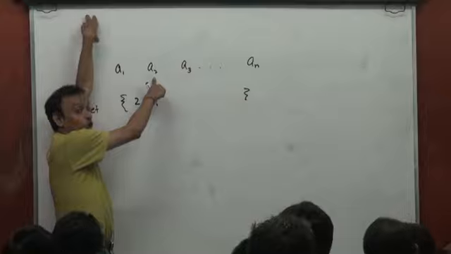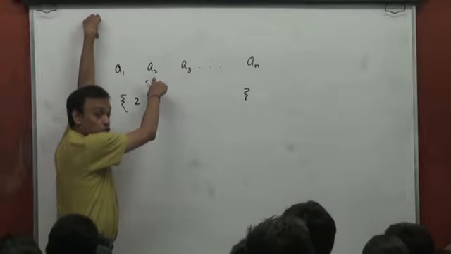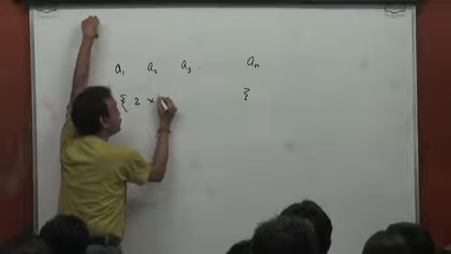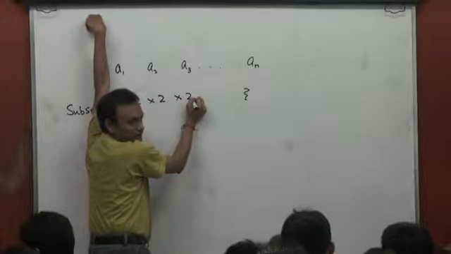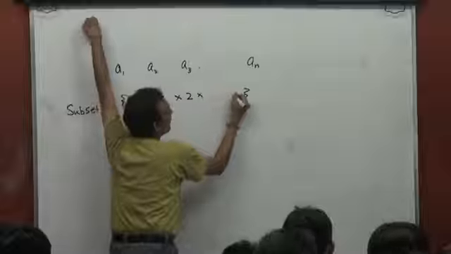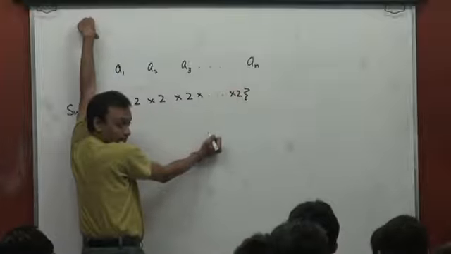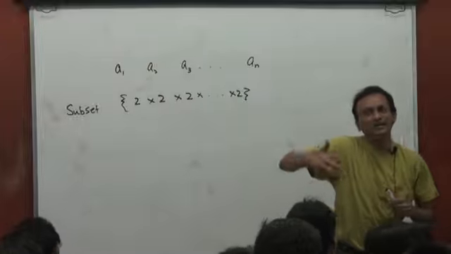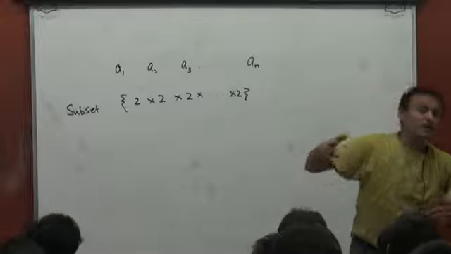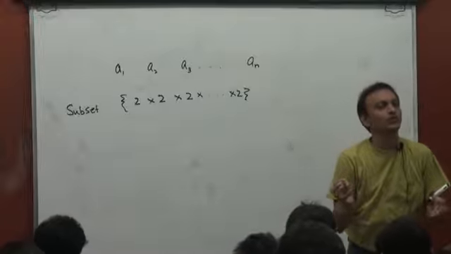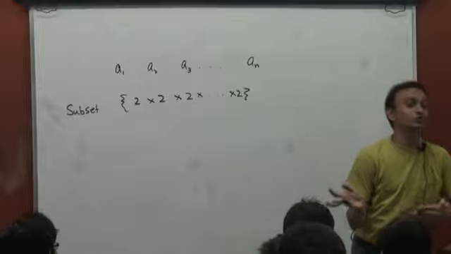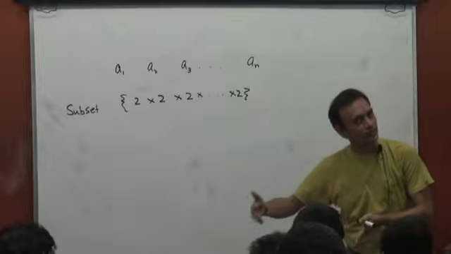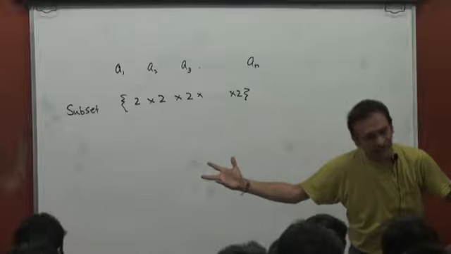Either I include A2 or I don't include A2. So, two ways of dealing with A2, two ways of dealing with A3, two ways of dealing with AN. So, to create subsets, I am dealing with A1, A2, A3, AN, and the number of ways in which I could deal with them, with a view to either include them or not include them, will give me the total number of subsets that I could produce.